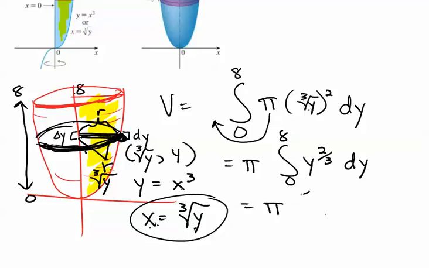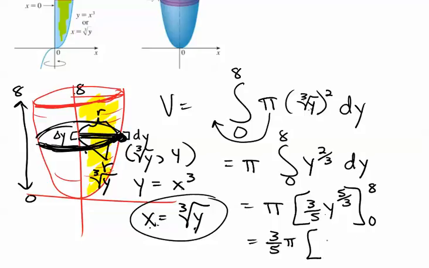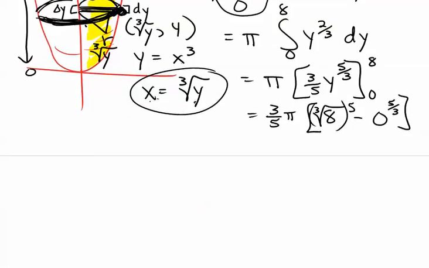Integrating, I'm going to raise that exponent by 1, so it'll be 5/3, and then divide by that, so we'll have a 3/5, which I can bring out in front. 3/5 pi. And then we want 8 to the 5/3 power. Well, notice what that is. That's the cube root of 8, which is 2, and then we raise it to the 5th power. And then, of course, 0 to the 5/3 would just be 0. So the cube root of 8 becomes 2, and 2 to the 5th power becomes 32.